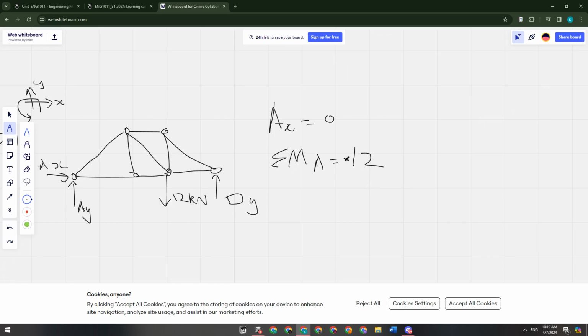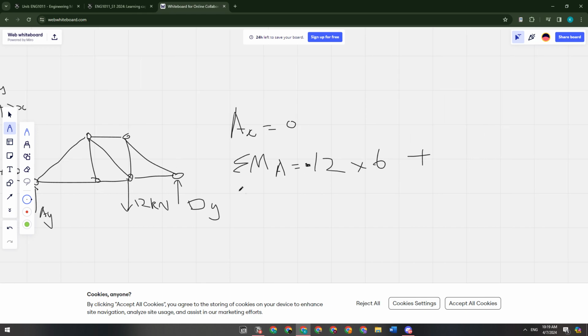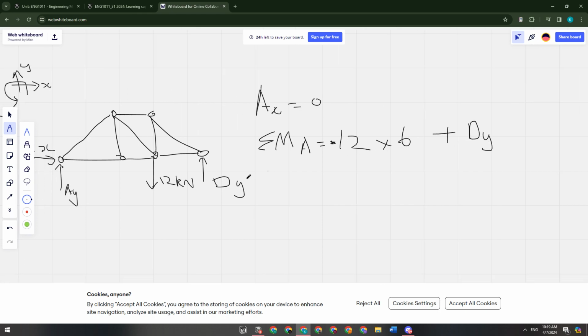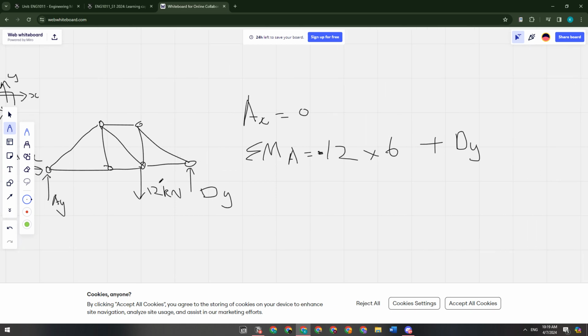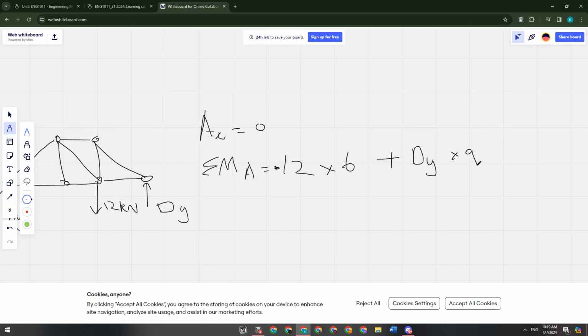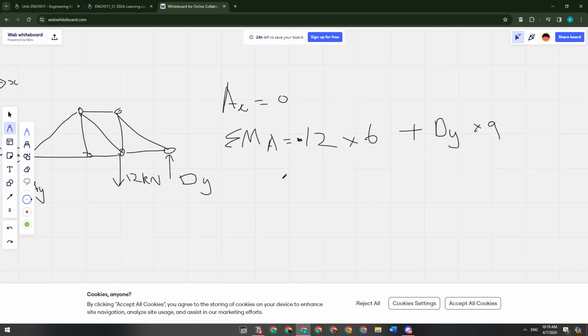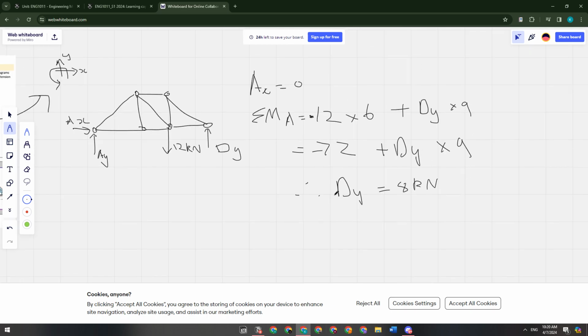So it's going to be negative 12 times 6 here. Add, because of this, think about it, that's anti-clockwise, it's going up that way. So that's going to be Dy times 9. How do I know this, by the way? You get these values 3, 3, 3. So negative 72 plus Dy times 9, Dy equals 8 kilonewtons.